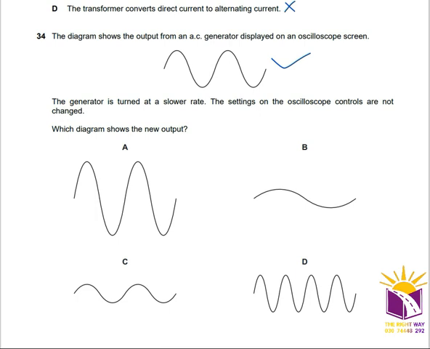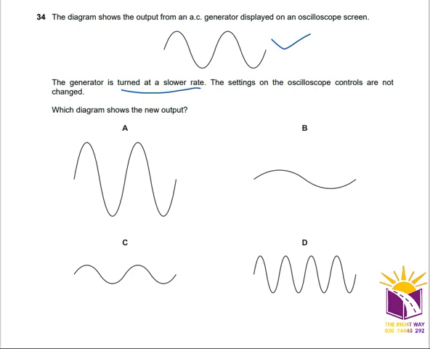As they are turning at a slower rate, we are going to get low frequency. In A and C, the frequency is the same, so these are the wrong options. In D, the frequency is more, so it is also the wrong option. B is the right option.